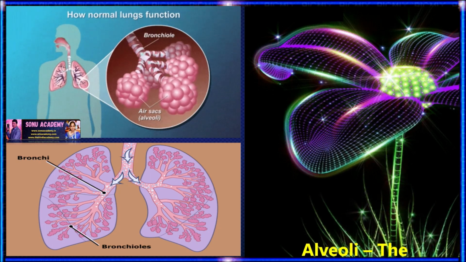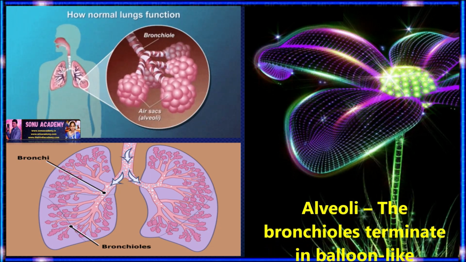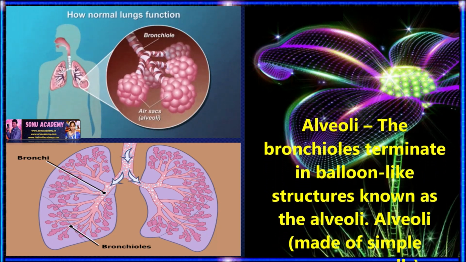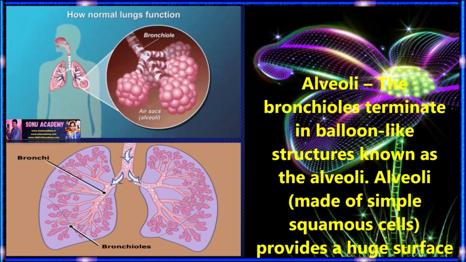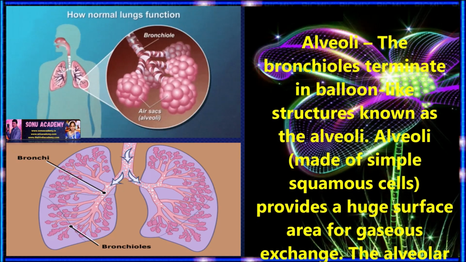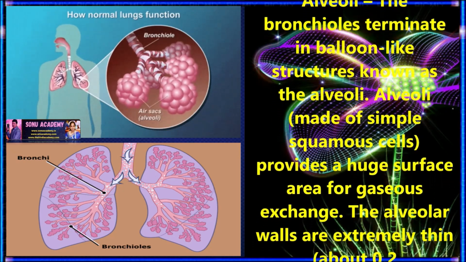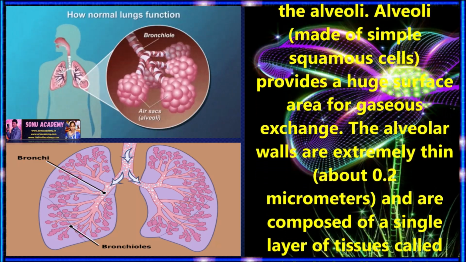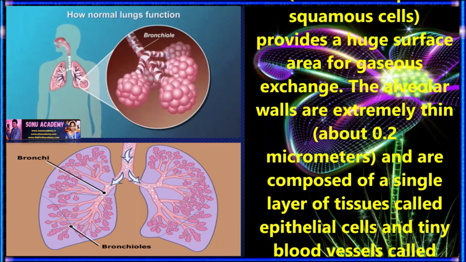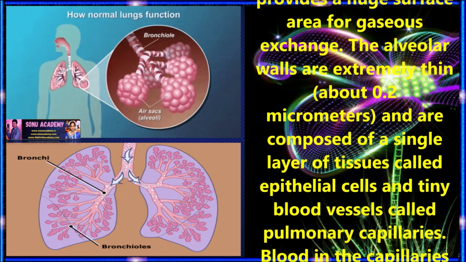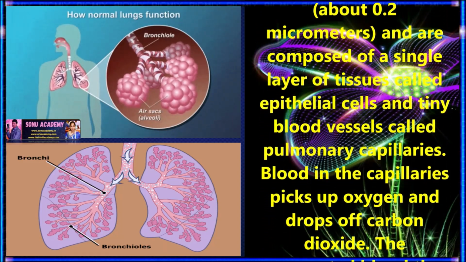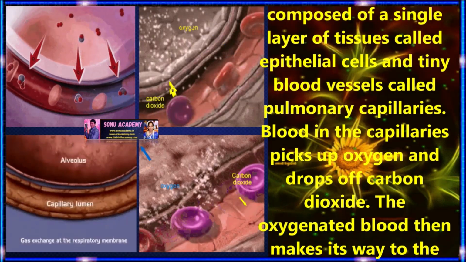Let us see what alveoli are. The bronchioles terminate into balloon-like structures known as alveoli. The alveoli, made up of simple squamous cells, provide a huge surface area for gas exchange. The alveolar walls are extremely thin, about 0.2 micrometers, and are composed of a single layer of epithelial cells and very tiny blood vessels called pulmonary capillaries.